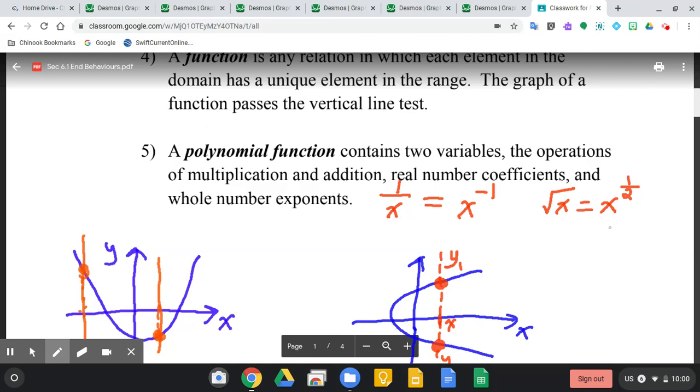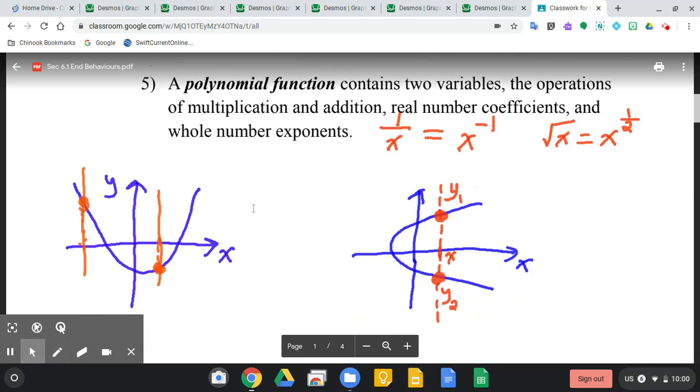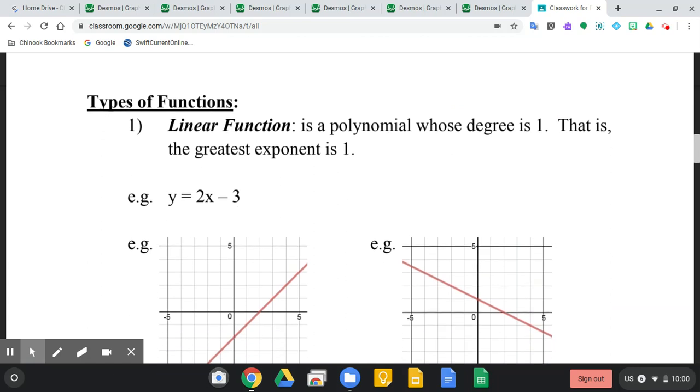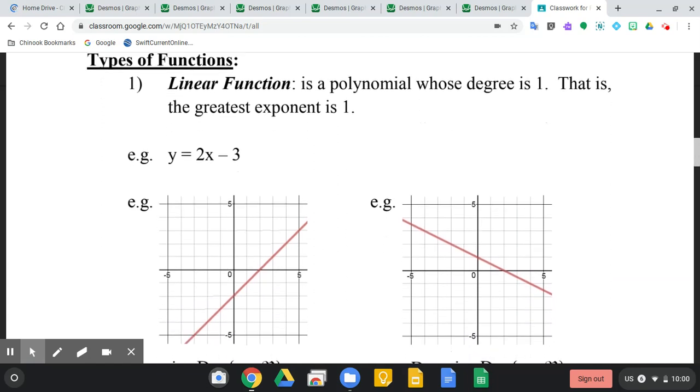In chapter 6, we are going to look specifically at three types of polynomial functions. And the first type is something we studied in Foundations 10. It's called a linear function. And a linear function is a polynomial whose degree is 1. That is, the greatest exponent is 1.